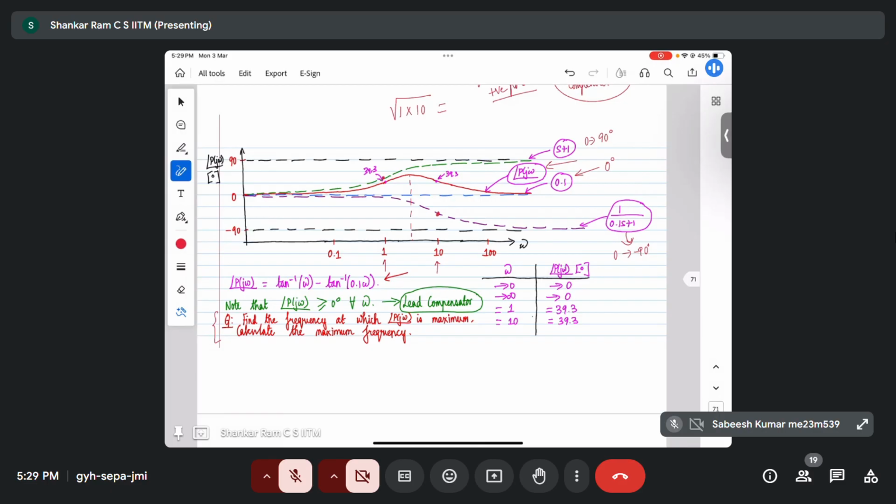If you do it on the calculator, it is 3.16 radians per second. Okay, so that is the frequency at which you will get the maximum possible phase addition through this particular transfer function. This is something which I leave to you as an exercise.